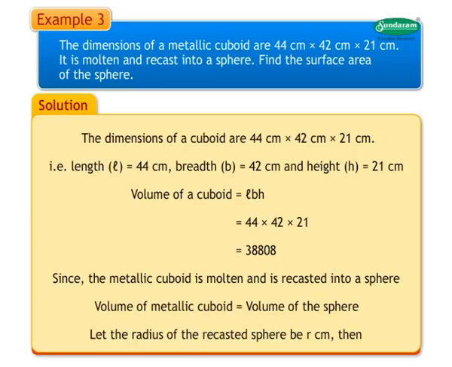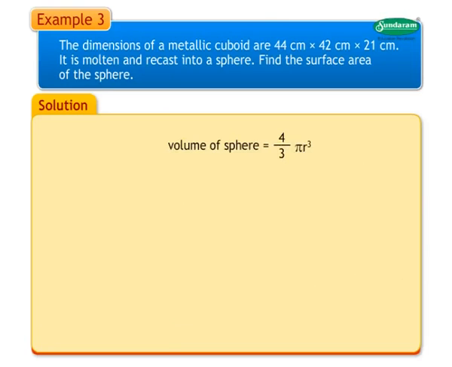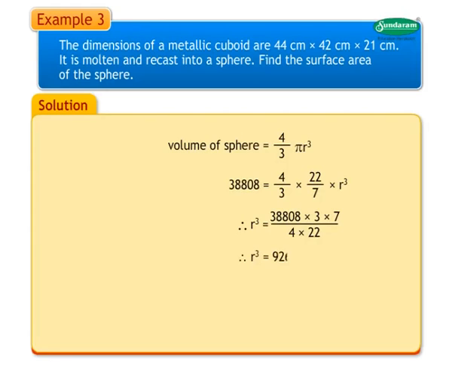Let the radius of the recast sphere be r centimeters. Then volume of the sphere is equal to 4 upon 3 pi into r cube. 38,808 is equal to 4 upon 3 into 22 upon 7 into r cube. Therefore, r cube is equal to 38,808 into 3 into 7 upon 4 into 22. Therefore, r cube is equal to 9,261. Therefore, r is equal to cube root of 9,261. Therefore, r is equal to 21.